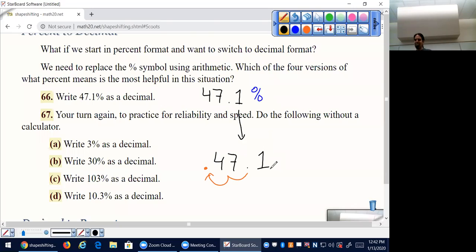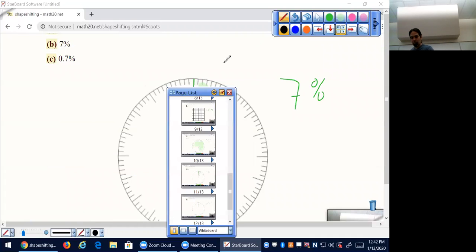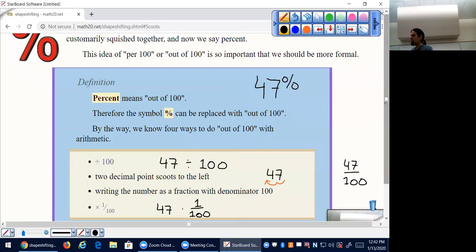So then that would make it 0.471. Yeah, we're doing this one. What determines how many times you scoot? It's always 2 because, back on this page, one of the things to make out of 100 is 2 scoots to the left. Since percent is always about 100, it's always going to be 2 scoots because 100 is 2 scoots.